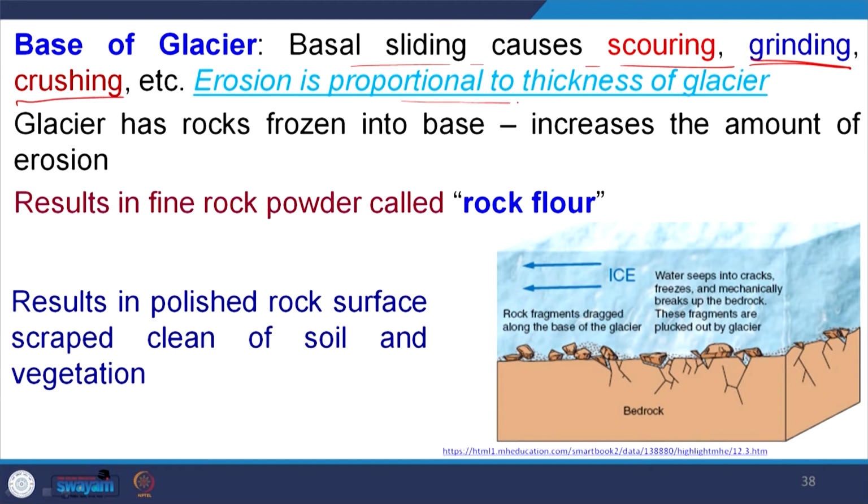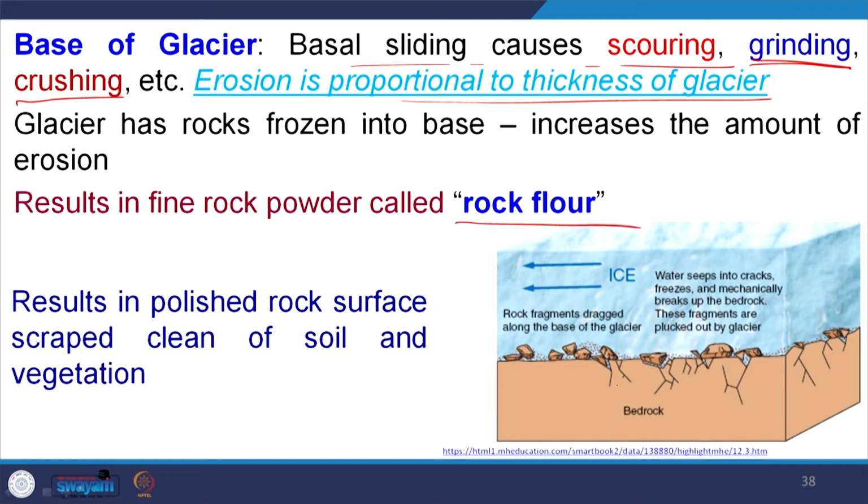Erosion is proportional to the thickness of the glacier. That means, if the glacier is thicker, it will erode more, because more pressure is there at the base, so a deeper level of erosion will occur. So, glacial erosion is proportional to its thickness. Glacier has rock frozen into the base, which increases the amount of erosion. The result is fine rock powder, that is called rock flour.